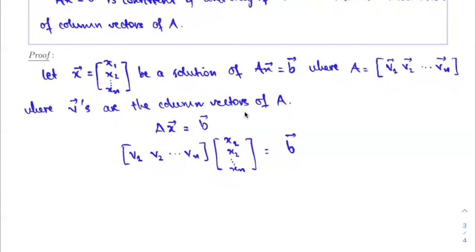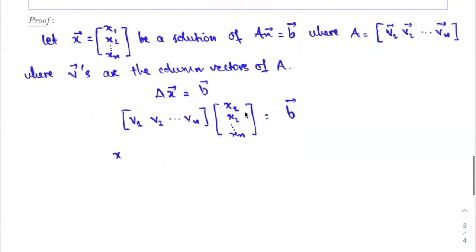Now, using the matrix-vector form, you can write this as x1 v1 plus x2 v2 up to xn vn, where the v are vectors, and this is equal to the vector b. So this shows that b is a linear combination of the column vectors of A. Remember, x1, x2 up to xn are some constants, or some solutions of the system.